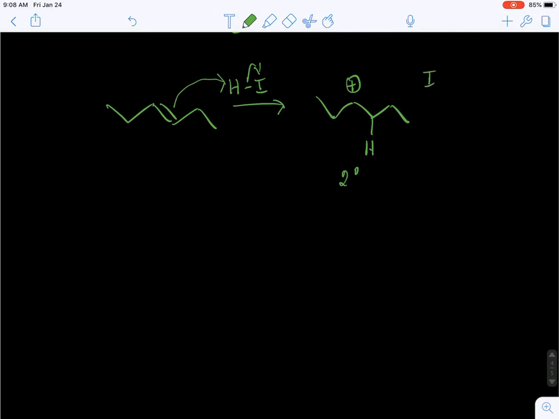In the next step, we have iodide attacking the positive charge of the carbocation, and that will give us an iodine attached to the secondary carbon and a hydrogen attached to the secondary carbon, which is not drawn. So if we were to name this, it looks like we would name this 3-iodohexane.